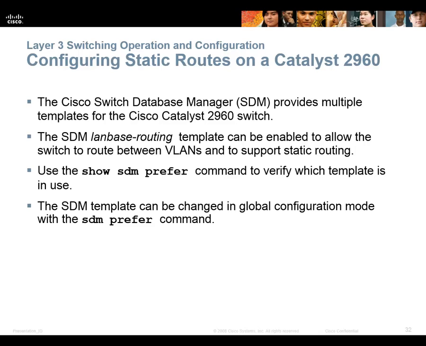LAN-based routing is one of those templates that can be enabled to allow the switch to route between VLANs and support static routing. Use the show sdm prefer command to verify which template is in use. Get on Packet Tracer and play around with these. That's the only way to really understand them. The SDM template can be changed in global configuration mode with the sdm prefer command.